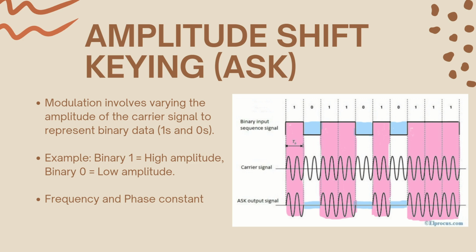Example, binary number 1 is equal to high amplitude. Binary 0 is equal to low amplitude. The frequency and the phase are constant.